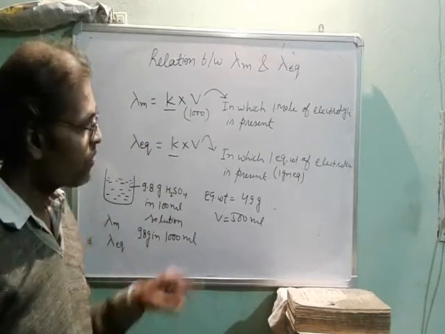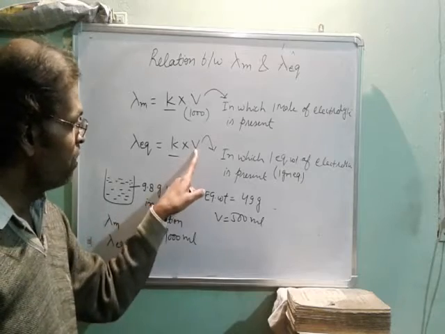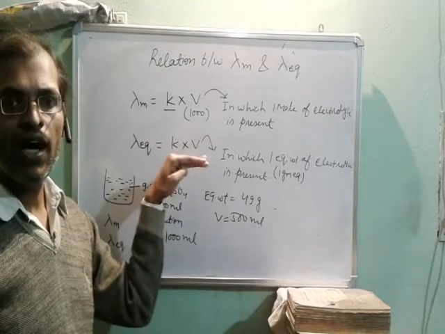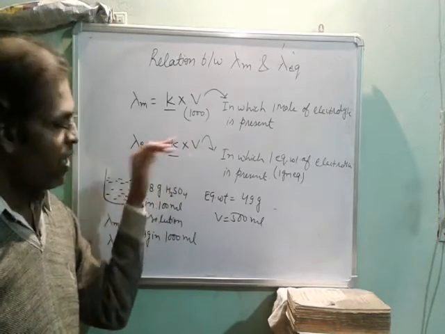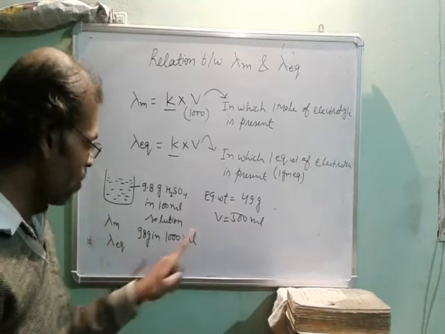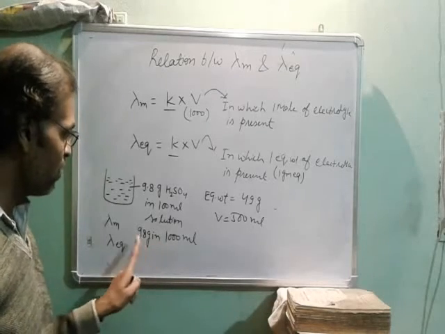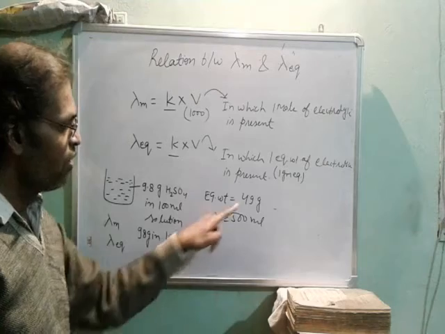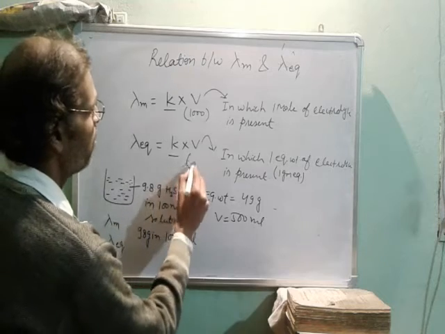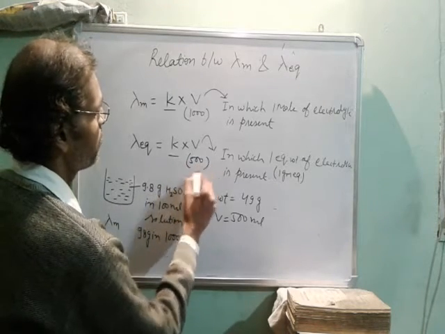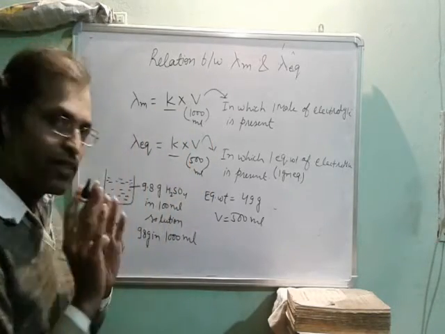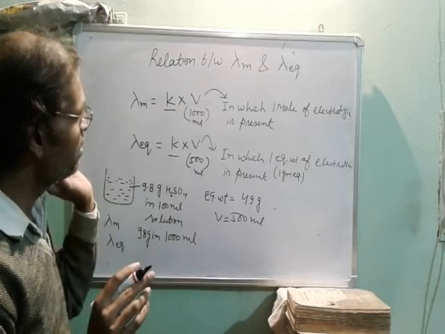I repeat, according to definition, this V for lambda EQ is the volume in which 49 gram H2SO4 is there. And we can see that 49 gram H2SO4 will be there in 500 ml, not in 1000 ml. In 1000 ml, 98 gram H2SO4 is there. 49 gram H2SO4 will be there in 500 ml. So here the value of V will be 500 ml. The value of K is same. The value of V is different.